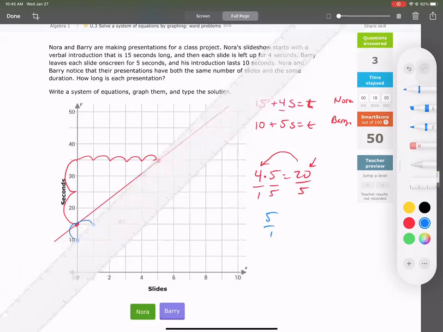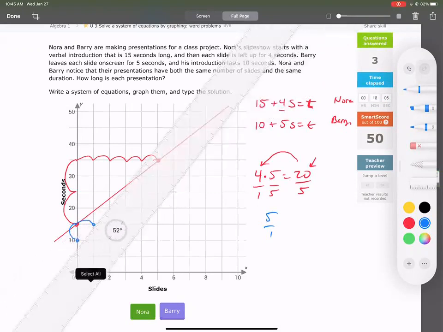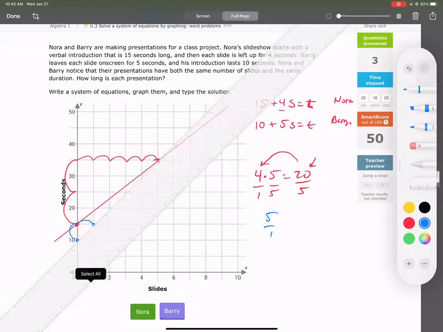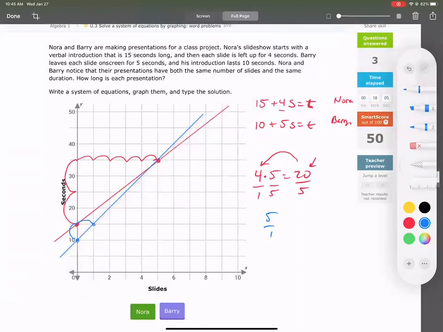So 5 and 10. Let's take a look at where these guys are going to run into each other. And you can see that these lines both meet at about 5 slides at 35 in time. 5 slides at 35 in time.